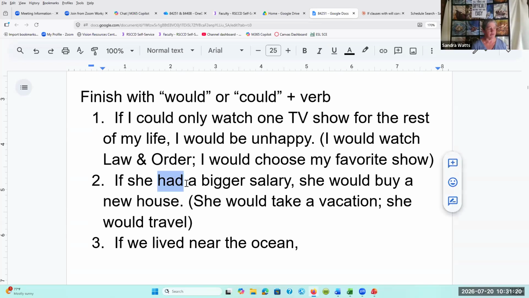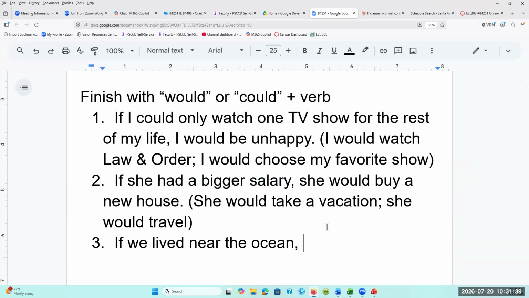So the only difference between what we did last week is we're saying this is not true right now, right? If she had a bigger salary, meaning she doesn't have a bigger salary right now. But if she did, this is what she would do.